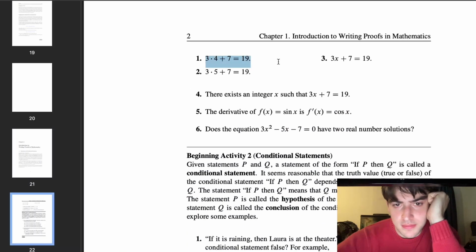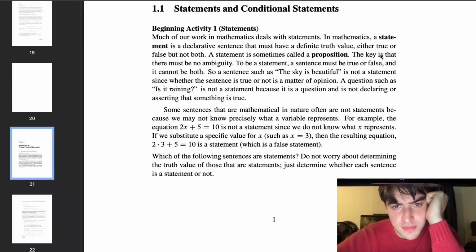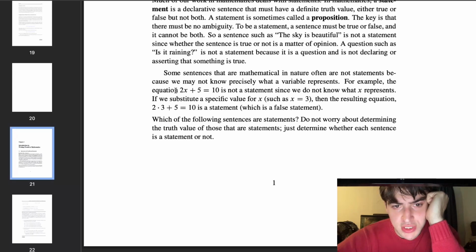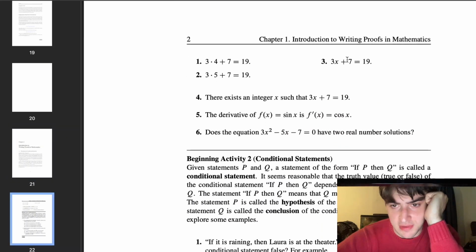This is a statement. That would be either true or false. This is not a statement because it has a variable. We don't know what that variable stands for. Why isn't it a statement? The equation 2x plus 5 equals 10 is not a statement, since we do not know what x represents. Okay, so we don't definitively know it to be true or false. It can maybe be true sometimes, but not others. So it has an in-between. Okay, so that means it's not a statement.